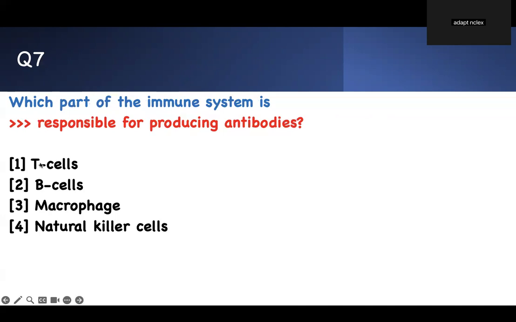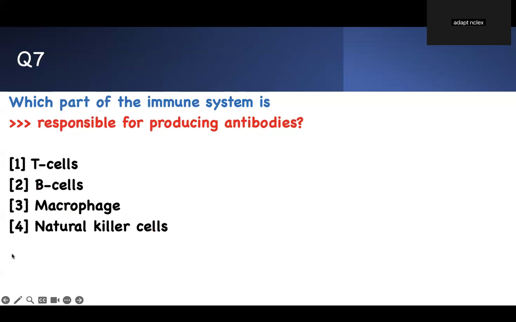Which part of the immune system is responsible for producing antibodies? Antibodies are basically the soldiers that we make to fight infection in the future. The natural killer cells, they kill you right away. They don't need to make antibodies. Macrophages engulf you. They destroy you right away. T cells don't make antibodies. The B is the bodies. B cells, they are responsible for making antibodies. So B cells are responsible for making antibodies.